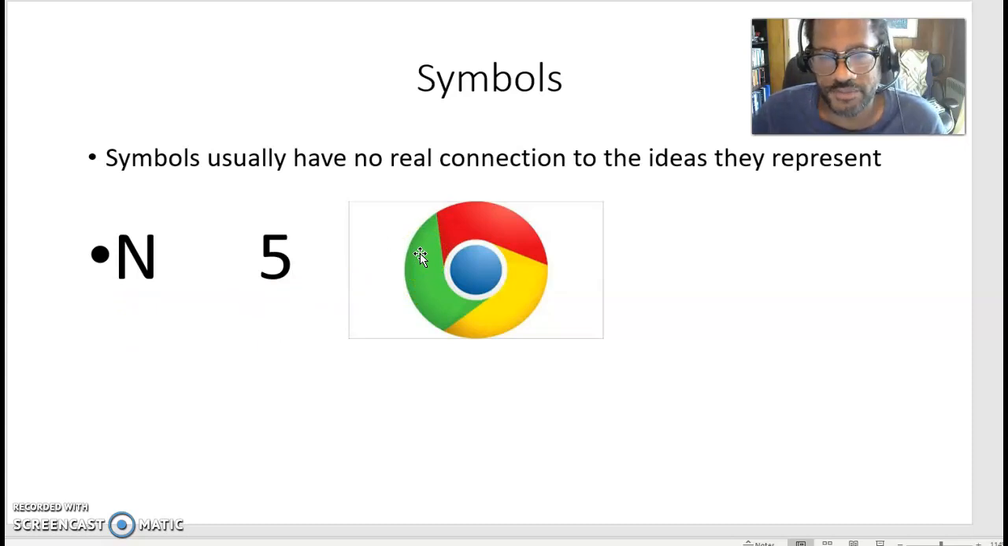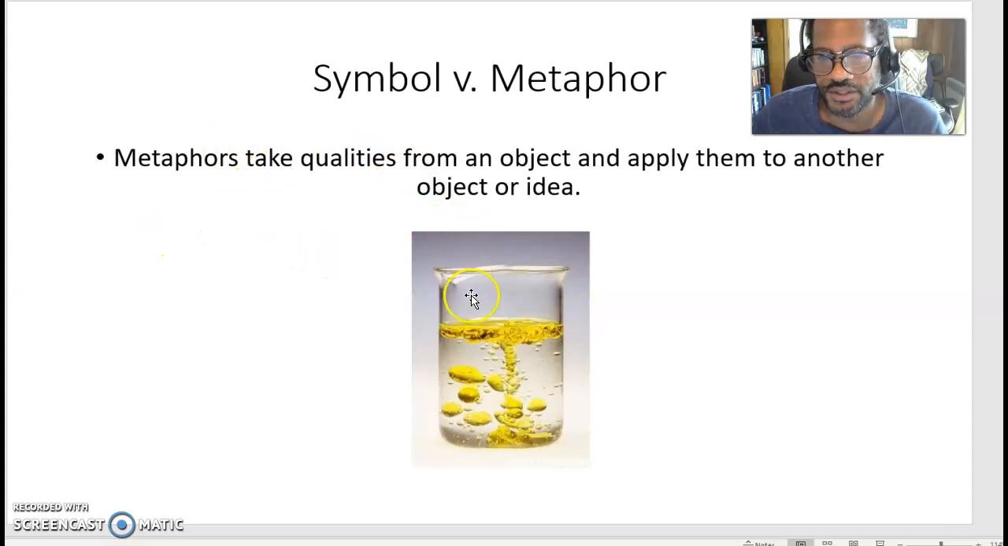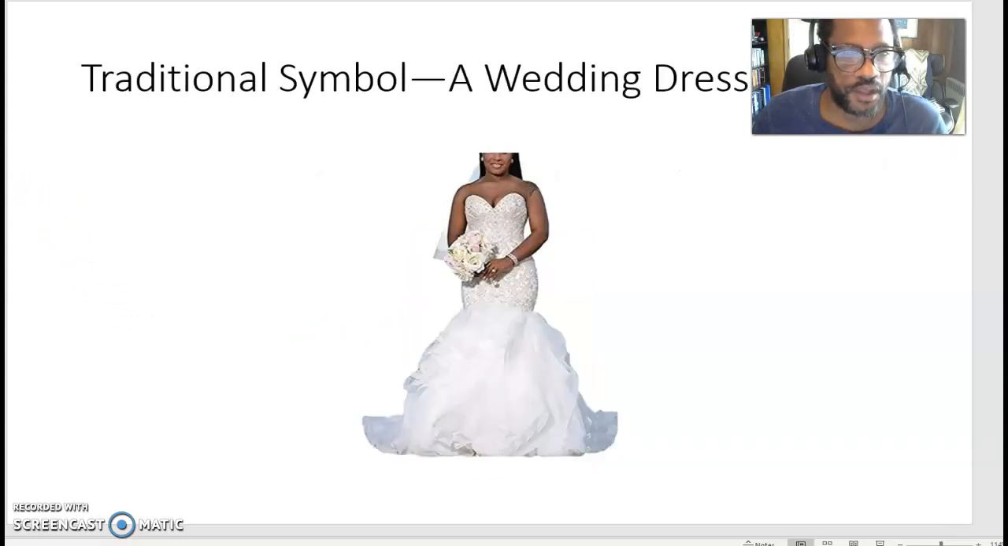Sometimes they do cross. Sometimes there will be things that are symbolic that also have a little bit of metaphorical content to them, but just use the difference between them, right? Metaphors take qualities from the object and apply that, whereas with symbols, there isn't going to be a real connection. So let's look at some other symbols that we might have here. If you remember from the reading, those 3 pages of reading that you had, we talked about what's called a traditional symbol.